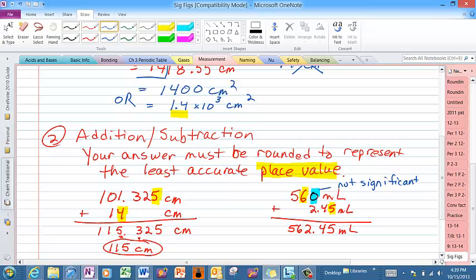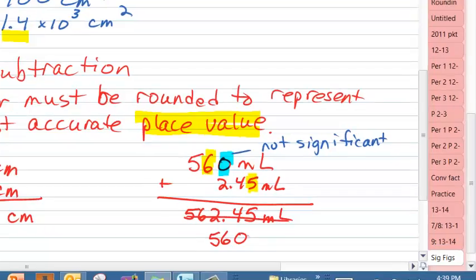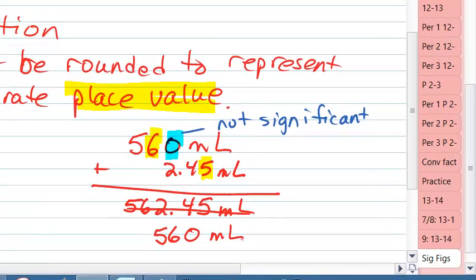It's the tens place. So believe it or not, when I round 562.45 to the tens place, I have to round it to 560 milliliters. Okay? It's almost as though I didn't even add 2.45 milliliters to it. Again, this is the rule that we use in chemistry.